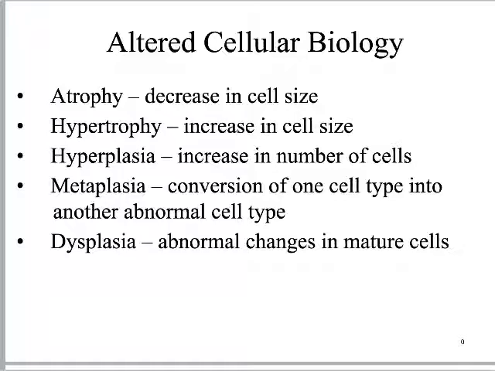So, something that's going to definitely affect us is all these terms here, and they go back to those morphologic changes, right? Atrophy, decrease in cell size; hypertrophy, increase in cell size; hyperplasia, an increase in the number of cells, right? Metaplasia, conversion of one cell type into another, that would be a cancer process; and dysplasia, abnormal changes in mature cells. So a lot of times before it's labeled cancer, we'll say there's dysplastic changes to this cell, something we can see in the lab.